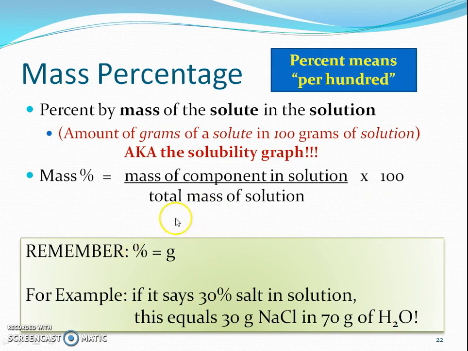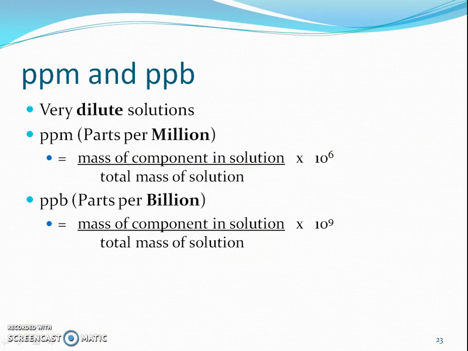So down here we want to remember that percent really means grams in chemistry. So if something says 30% salt solution, that really is telling us that we have 30 grams of salt in 70 grams of water. Remember, because the 30 would be the mass of the component, the salt, and then the total mass would be 100, right? The total mass would be 100. So out of that 100, 70 grams of it would be water. So we want to kind of keep that in the back of our head.